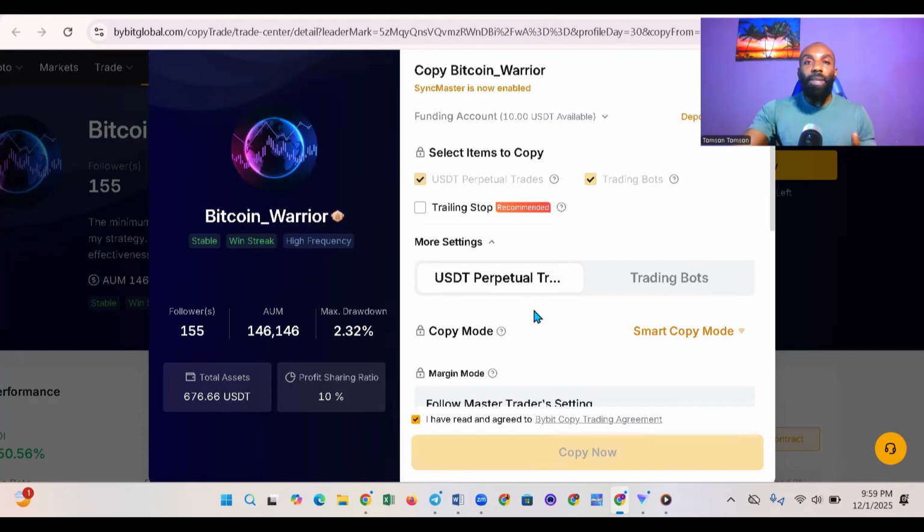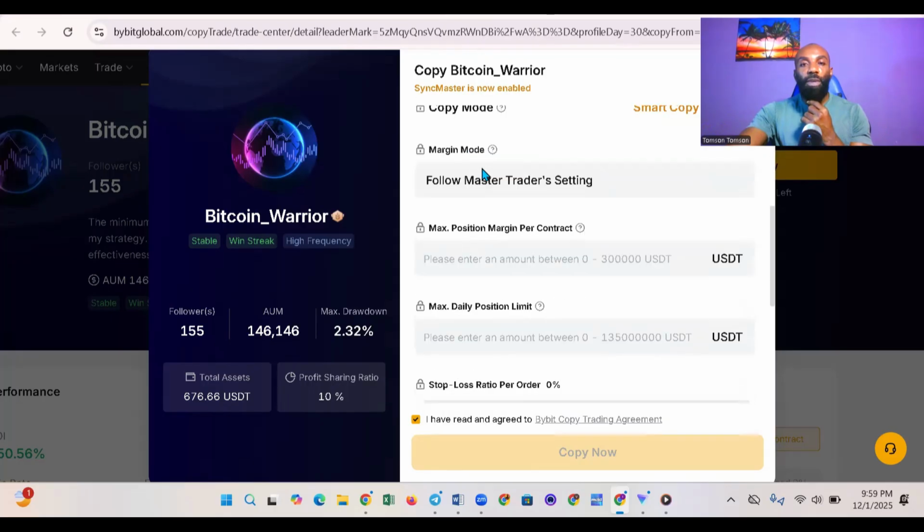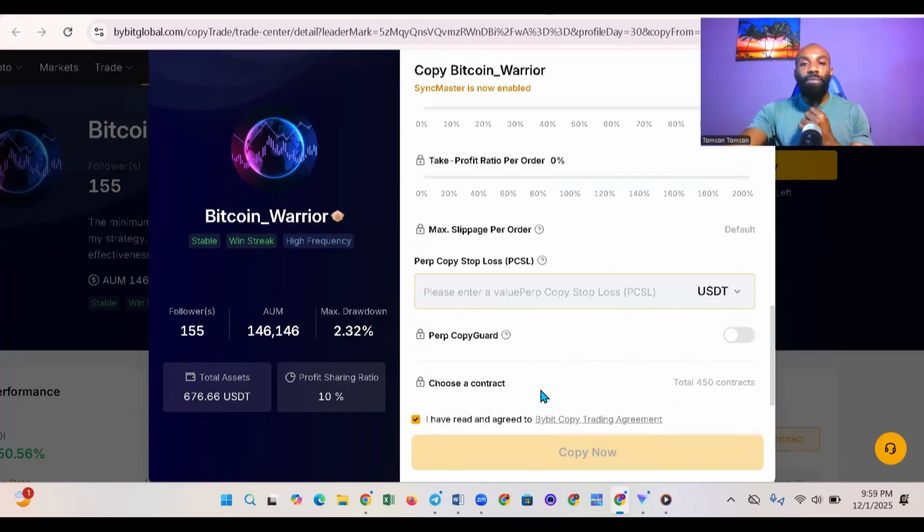If you leave the whole parameter, the only thing you need to do here is just to put in the amount you want to use to copy him here. If you put that here, and you just come down here, then you click on this button here that says copy, okay? If you click on that button that says copy, then automatically everything that he has set up in his account is what is going to apply to your own account, okay?